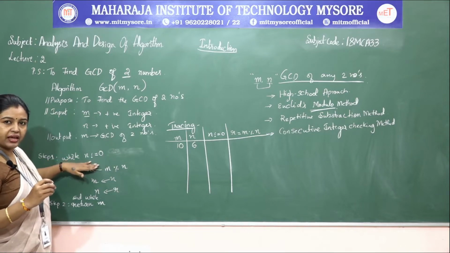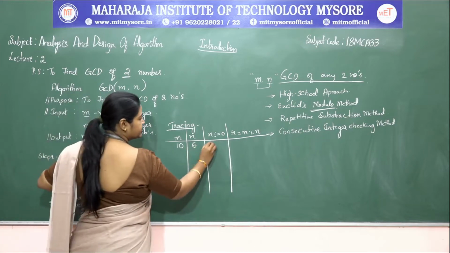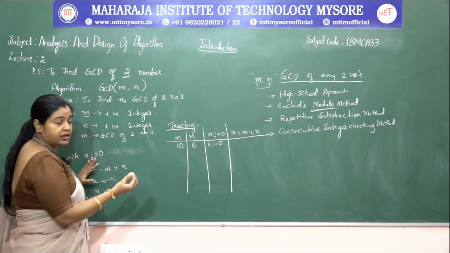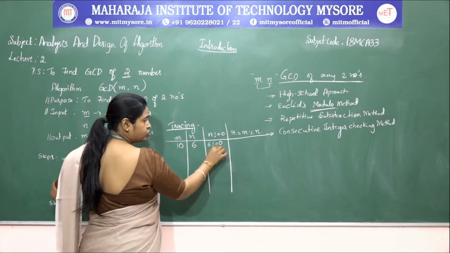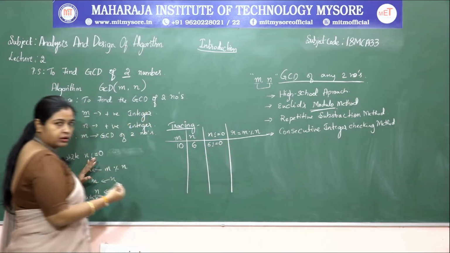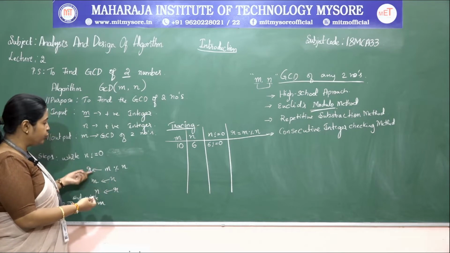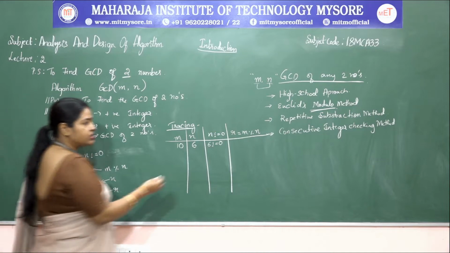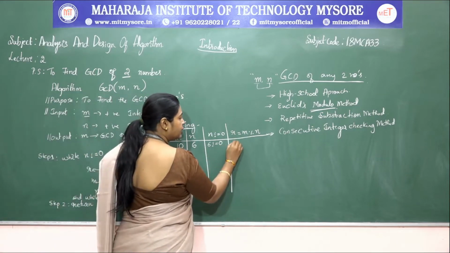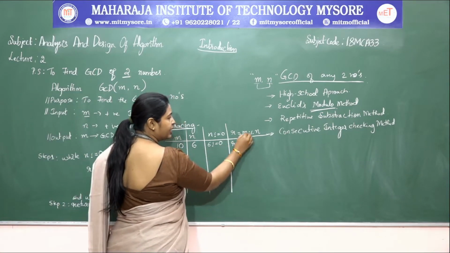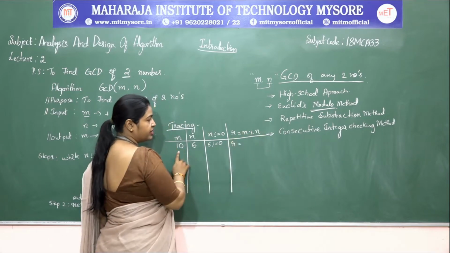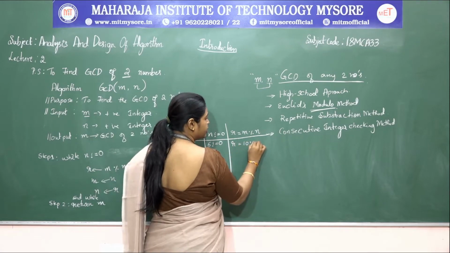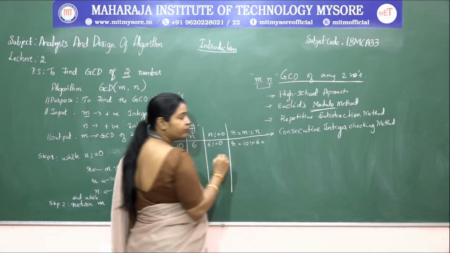What is the value of n? n is 6. Is 6 equal to 0? No, so the condition is true. If it is true, then we enter the loop. We need to calculate the r value. r is equal to m mod n. m is 10, n is 6. So 10 mod 6 is equal to how much?